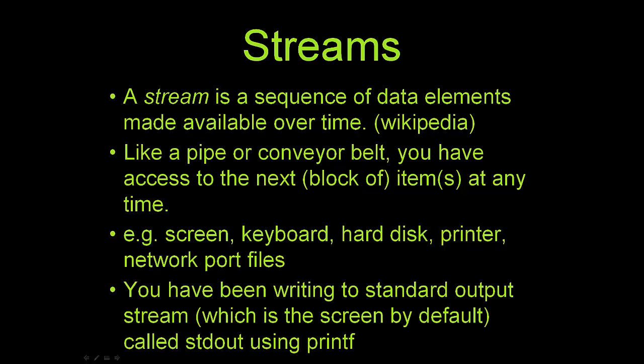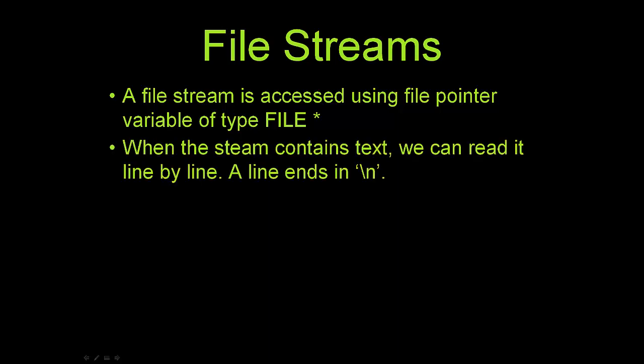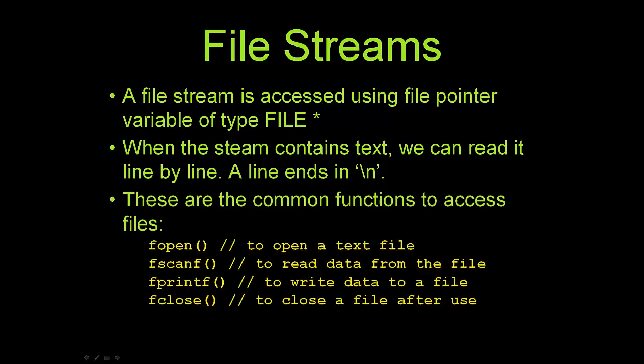Typically, what you have been doing using printf is printing to a standard output stream, which is called stdout. Next, one common stream is known as a file stream, and the way you do it is that you create a new file pointer of type FILE *. Remember FILE is defined in stdio.h, and * is a pointer. When a stream contains text, you can read it line by line, just like Python, and this line must end with a \n.